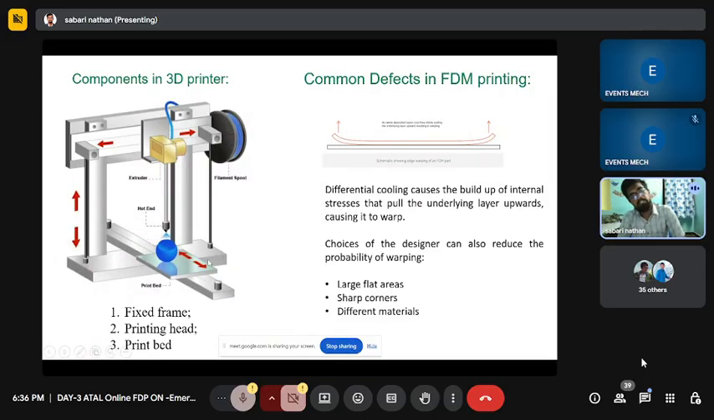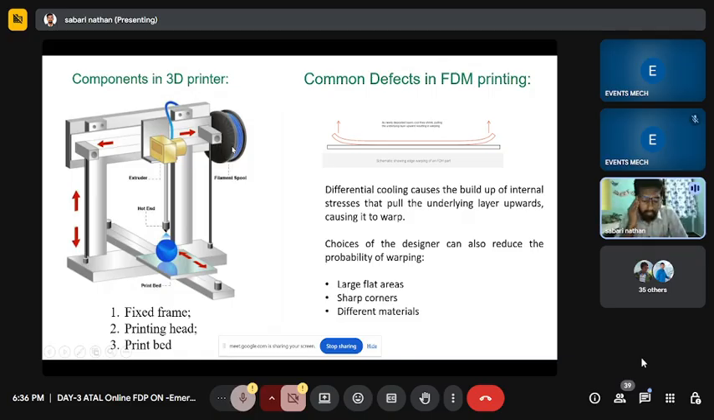The place where the material gets fabricated is called the print bed. These are the main components when you are fabricating with a 3D printer. Inside the extrusion head, based upon which technology you are going to use, the extrusion head will vary. But the other processes are the same.